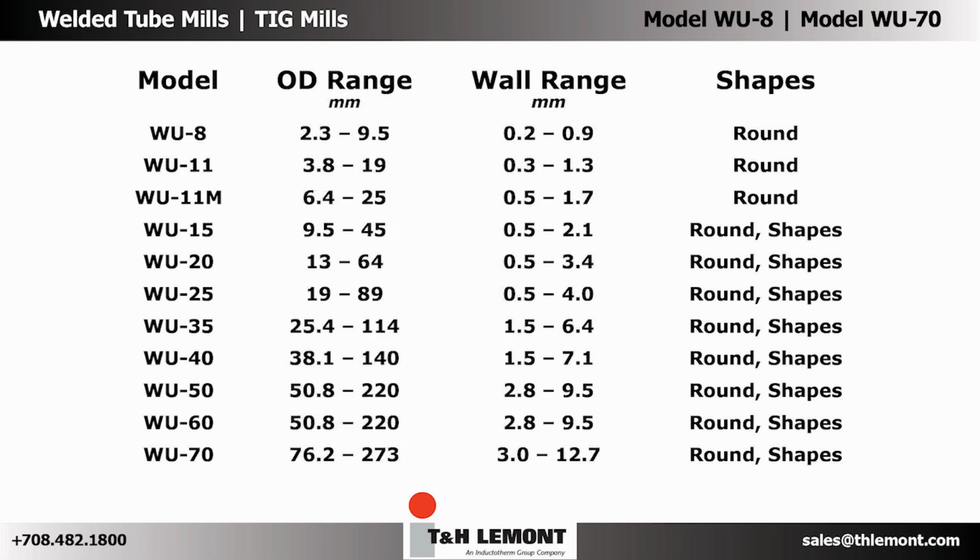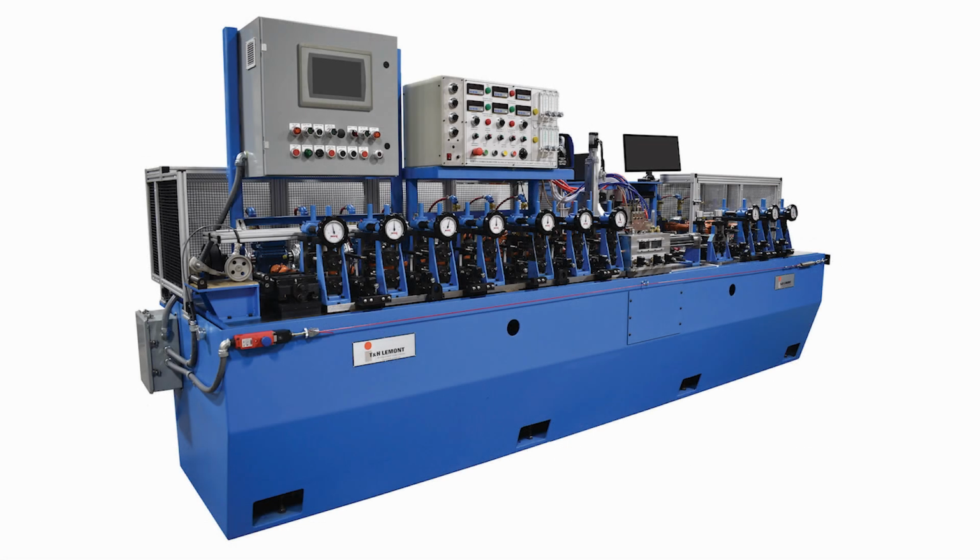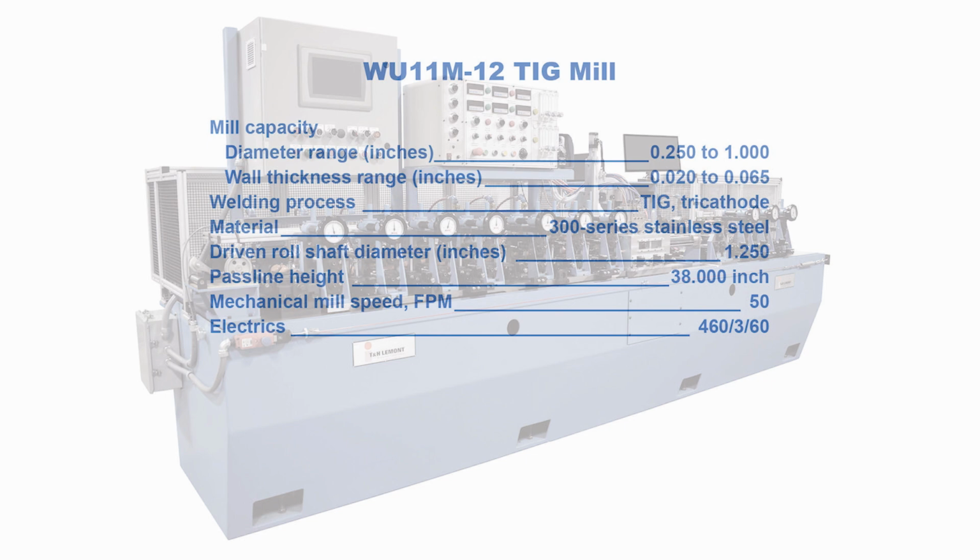This video, which is an overview of the components and features of T&H Lamont's TIG mills, is based on model WU11M-12, which produces tube or pipe in diameters from 1/4 inch to 1 inch and wall thicknesses from 20 thousandths to 60 thousandths of an inch.